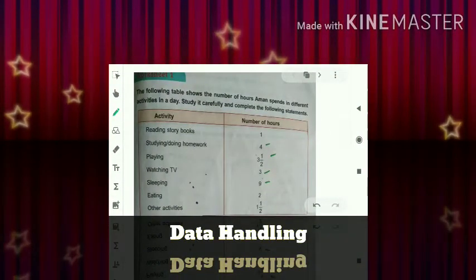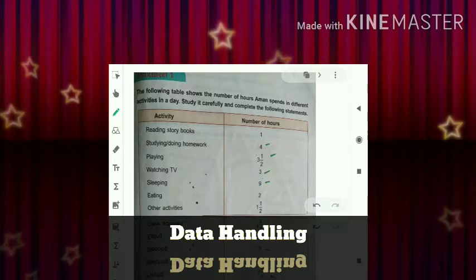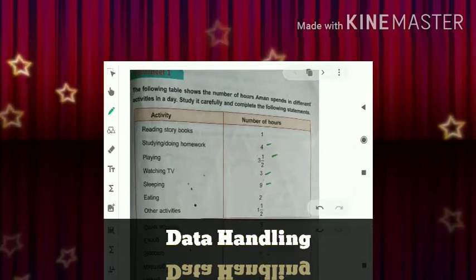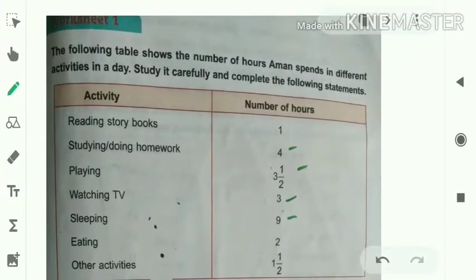So students, today we are going to do unit 17 data handling. And this is worksheet 1. Question number 1. The following table shows the number of hours Aman spent in different activities in a day. Study it carefully and complete the following statement. In question number 1, some fill-ups are given. Firstly, study this table carefully and then give the answers of those fill-ups.